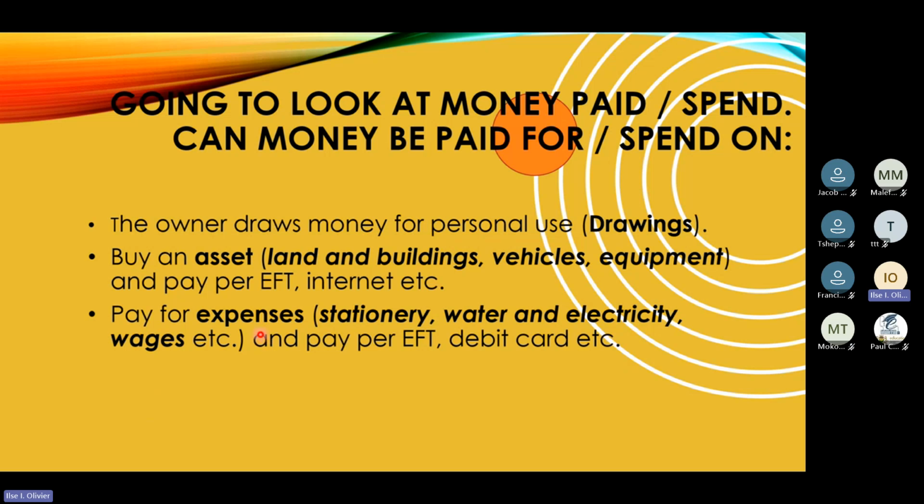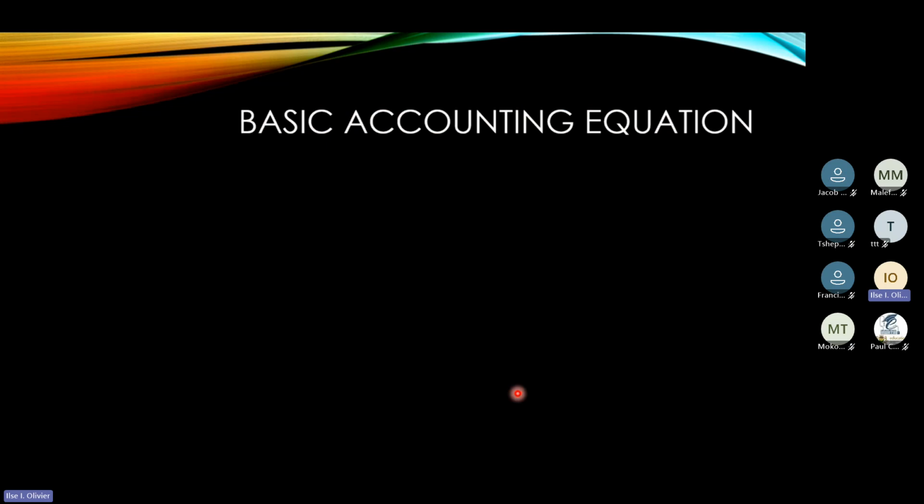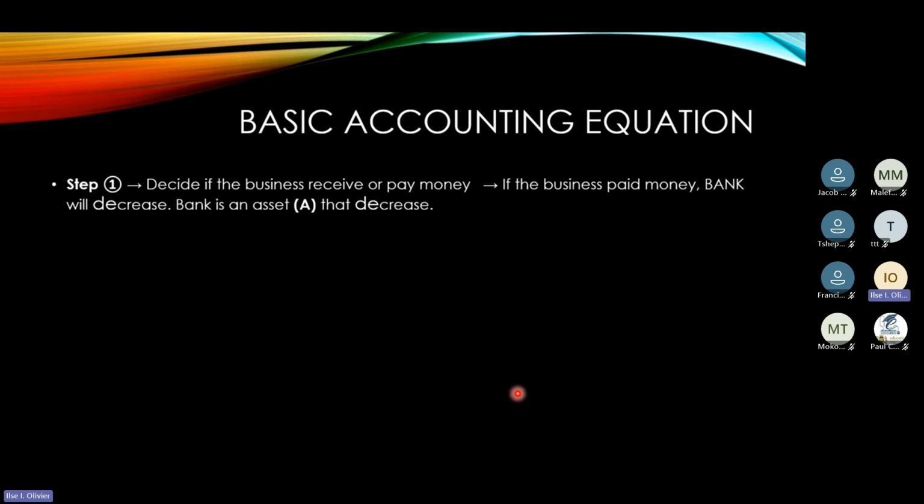Or we can pay for an expense like stationery, water, electricity and wages. And you can pay it via EFT or debit card or the internet. We will look at a few examples. Or you can receive a bank statement, and on that bank statement you will see that there are bank charges. Right, so example 1, before we do example 1, let's look at a basic accounting equation.